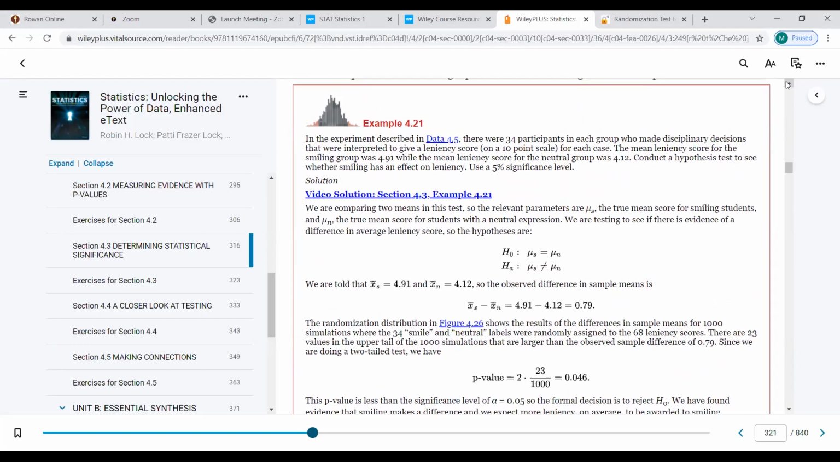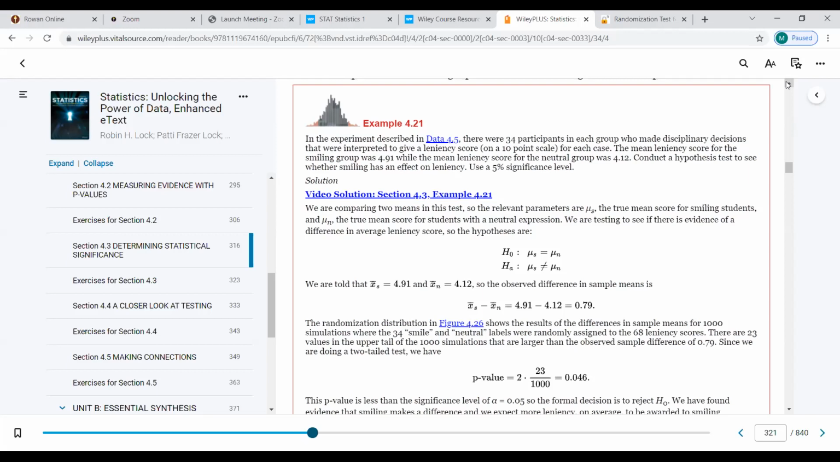This is actually in the book also, where we're looking at 2 means. This is a case where we're looking at 2 groups here. This deals with people who are about to receive some sort of discipline for doing something wrong.